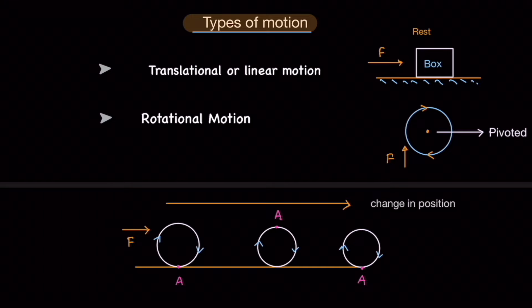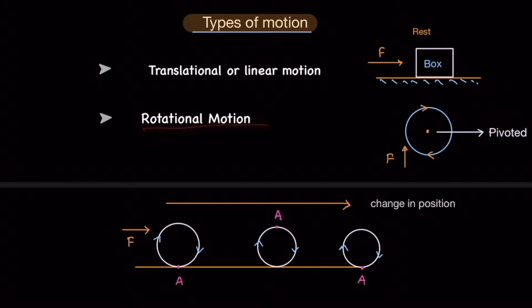Similarly, for rotational motion, as you see in the example here, there is a circular body and this is a fixed part. If you apply the force, the body will not change its position. Means the body remains at its fixed position. But when we apply the force, as you see here, we notice the body starts rotating. So when the rotation takes place in the body without a change in the position, that motion is said to be a rotational motion.